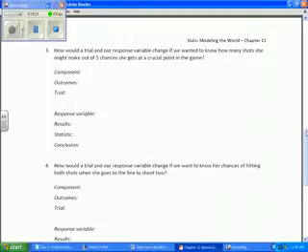Next. How would a trial, and oh, so here's a different situation. How would a trial and our response variable change if we wanted to know how many shots she might make out of five chances she would get at a crucial point in the game? So there's a crucial point. She's going to be making five things. What would that do for us?